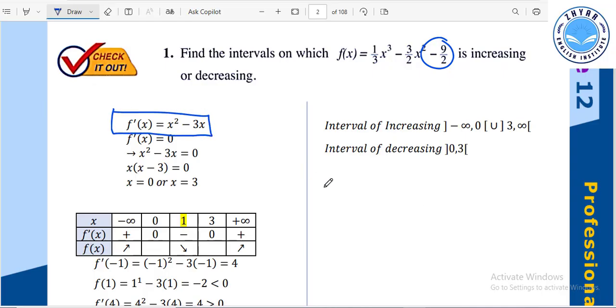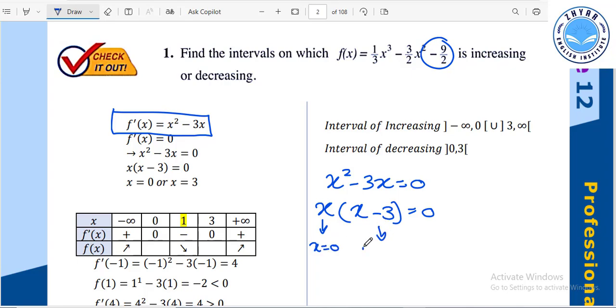Then we set f prime x to be equal to 0. So x squared minus 3x equal to 0. Take x as common factor. So x minus 3 is remaining. This gives two answers, x equal to 0 or x equal to 3. Now we're going to write these two numbers, 0 and 3, into a table. 0 on the left, 3 on the right.